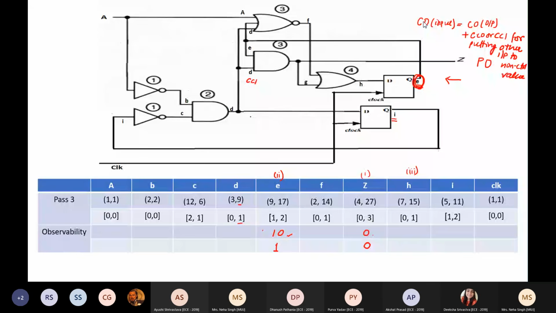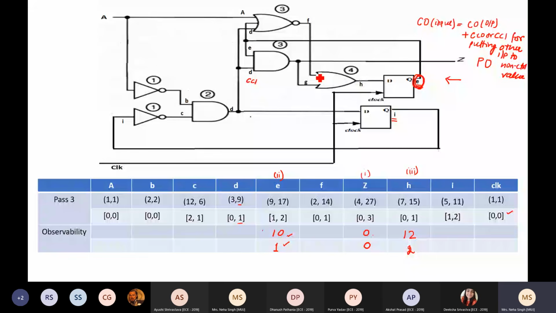Sequential observability of the output, we do not have, so therefore the answer would be 2. So the observability of H is obtained. Now I have the observability of H. I can calculate the observability of the two inputs of this level 4 gate.